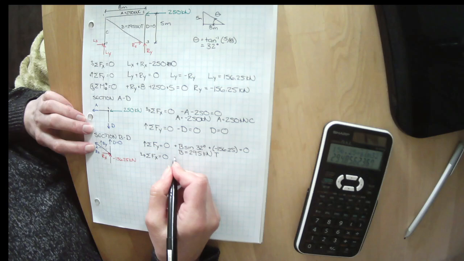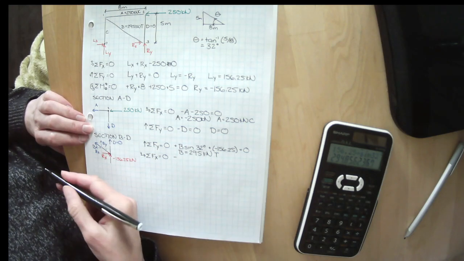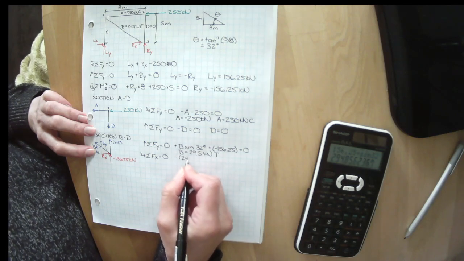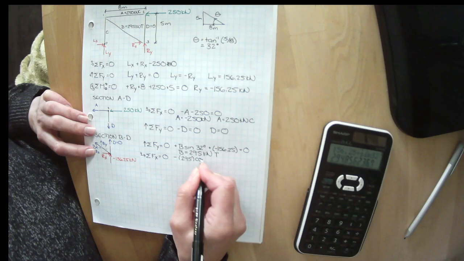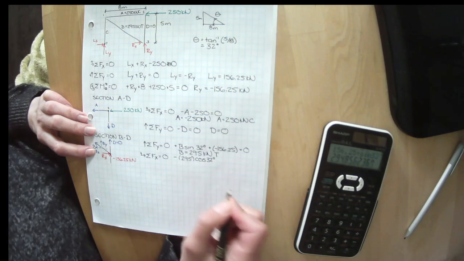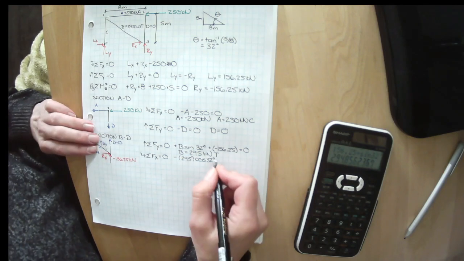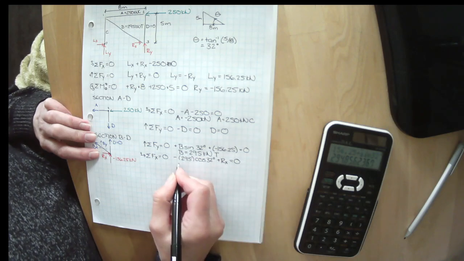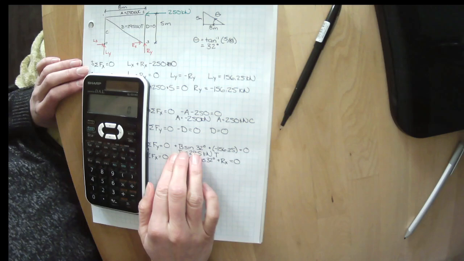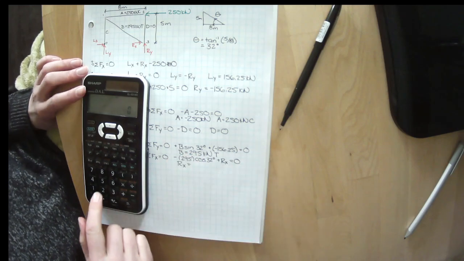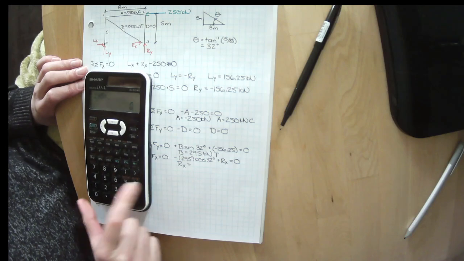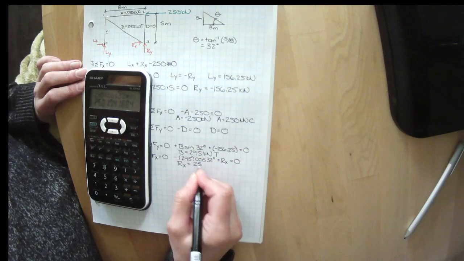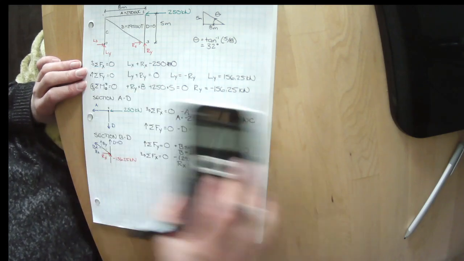We've got Bx, which is negative because it's going in that direction, and Bx is B times the cos of 32 degrees, and we've got our Rx, which is going in the positive direction. So Rx equals, let's bring that over, and it's 295 times the cos of 32, or Rx equals 250 kilonewtons.